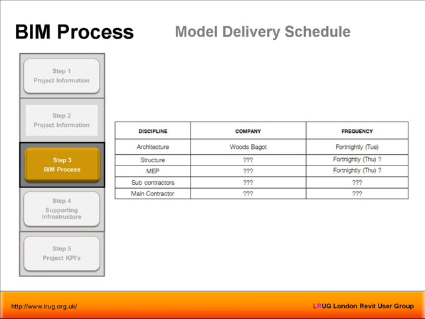Next one. Obvious one we're going to issue. It's useful to, of course, this keeps changing as well, model delivery schedule, but it's good to know to start with when you're going to issue: fortnightly, weekly, monthly, or what. Next one.